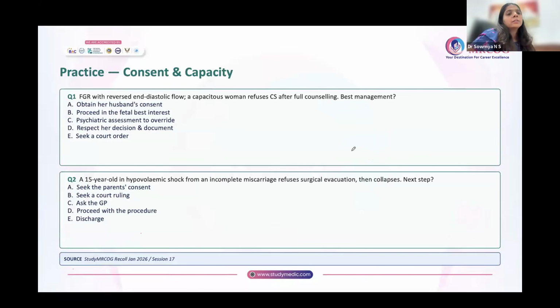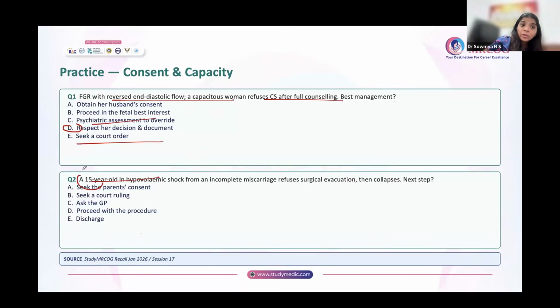Okay, let's see a few consent questions again. FGR with reversed end-diastolic flow. A capacitous woman refuses cesarean section after full counseling; she says, no, I don't want it. So remember, the unborn fetus has no right. Obviously, you have to explore her consent. If even after that she refuses, you have to respect her decision and document. You can't say she's psychotic because she's not agreeing. No. Court order, you don't have time. So you cannot override the decision of an adult with capacity.